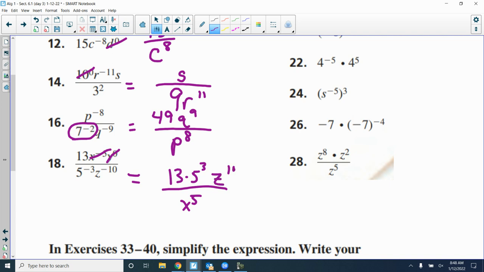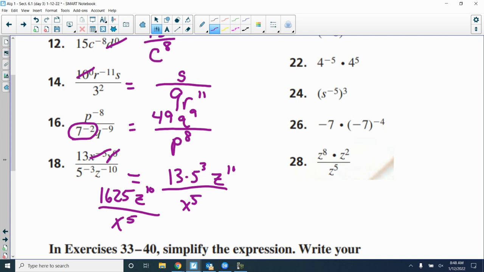Now we need to figure out 13 times, what's 5 cubed, by the way? 25. That's 5 squared, so times 5. What's 25 times 5? 125. Okay, so we'll go 13 times 125. That's the number on top. 1625. I got z to the 10th over x to the 5th. That was a lot of work there.